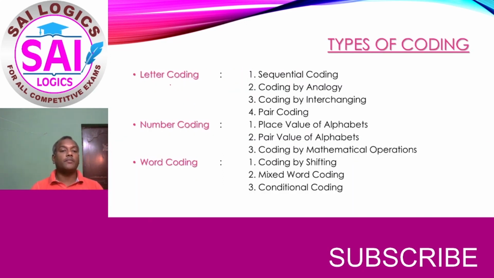In this topic, the questions will generally be asked in 3 ways. The first is letter coding. Letter coding means an alphabet will be coded with another alphabet. There are 4 types of letter coding we can expect in the examinations: sequential coding, coding by analogy, coding by interchanging the alphabets, and pair coding.